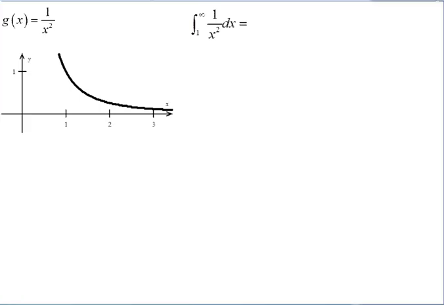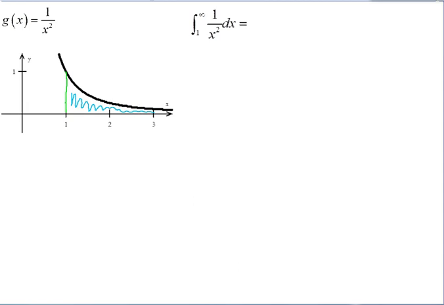All right, let's take a look at the next one. Here's the graph of 1 over x squared. And this time we're integrating from 1 to infinity. So from 1 right here, all the way to infinity. So we're finding all this area here, to see if it converges or diverges.